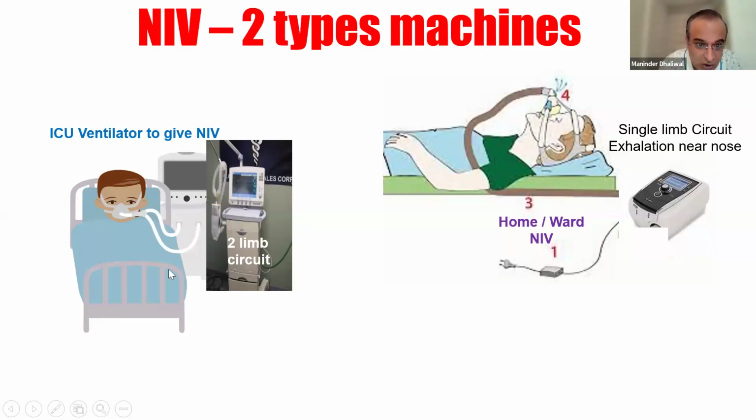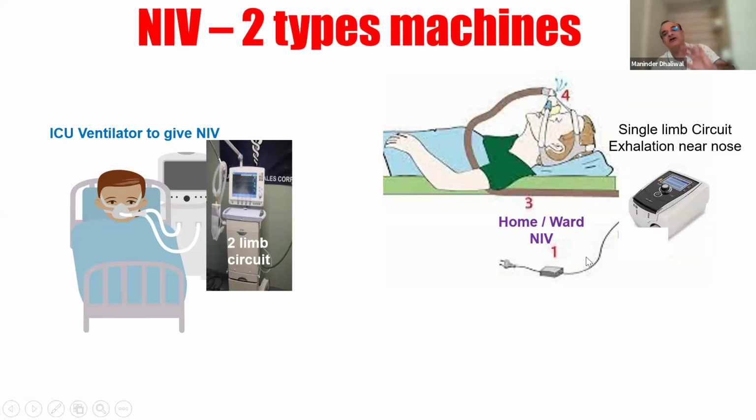So this machine will not have a leak, and will have a mask which has no holes. Whereas the home ventilator has just one limb which is going over here. There's only one limb, and it is an inspiratory flow limb. Expiration happens in the mask. So there are holes in the mask, a vented mask. So here the expiration happens.